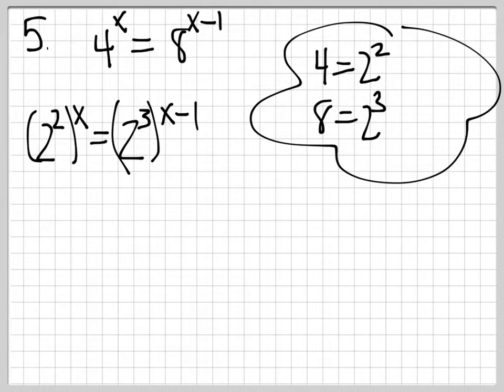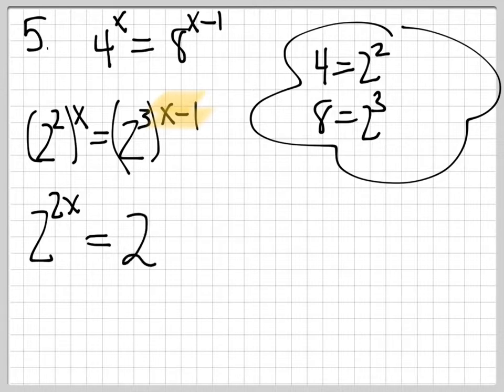Now here's where it's really, really important that you just use parentheses. Although the fact that we're going to get 2 to the 2x on the left is totally apparent, on the right you might be tempted to write 2 to the 3x minus 1 if you didn't use parentheses properly. That's bad. What you really want to do is you want to multiply all of x minus 1 by 3.